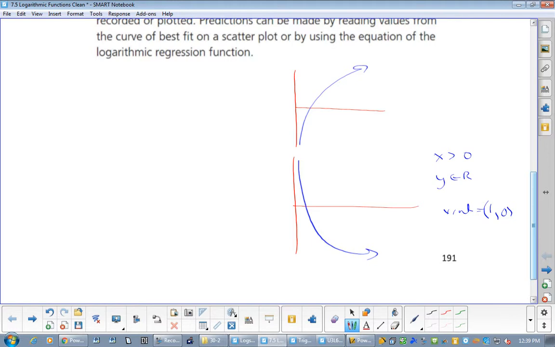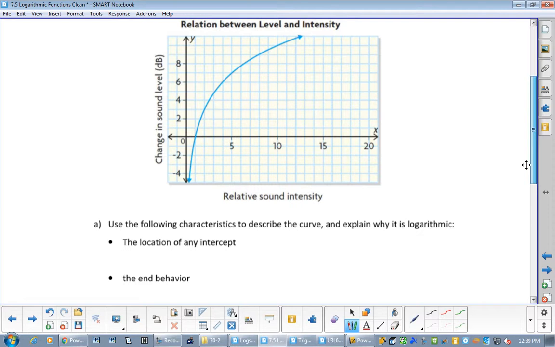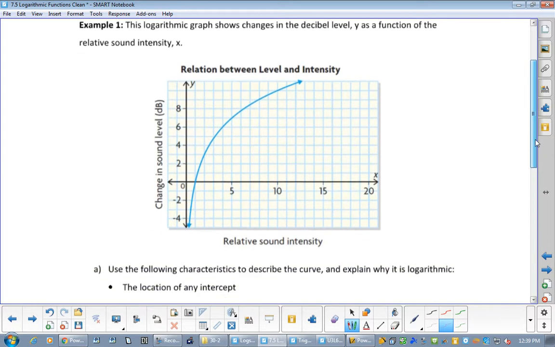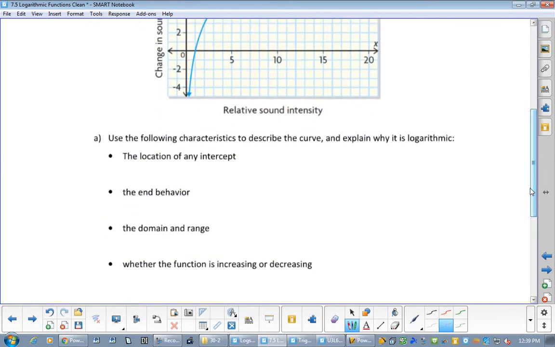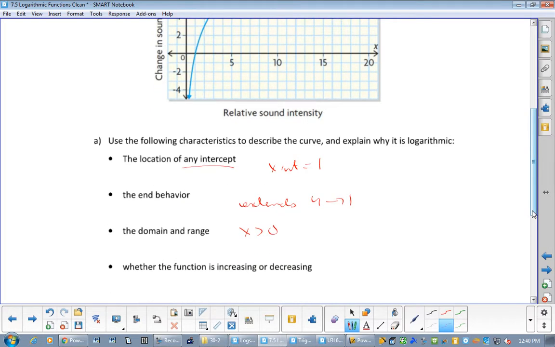If we turn to the next page, there's a graph. Hey, look. It looks like a log graph. That is so awesome, because we're doing log regression today. So, location of any intercept. Well, look, the x-intercept is 1. Big surprise. End behavior. Now, this one has a positive, right? So it extends from 4 to 1. Domain, x is greater than 0. Range, y is in the reals.